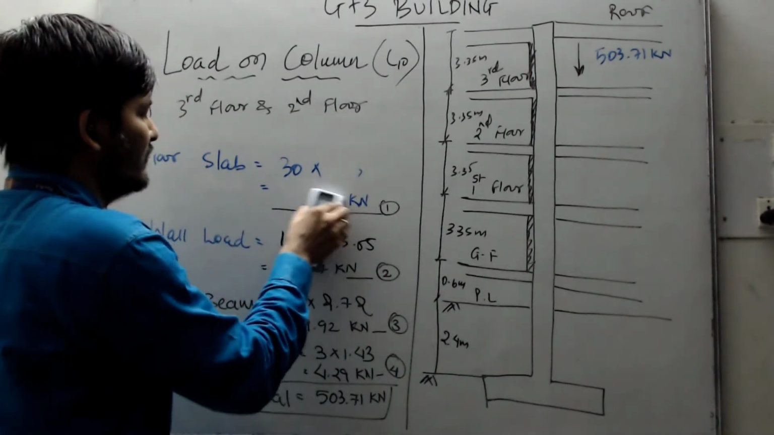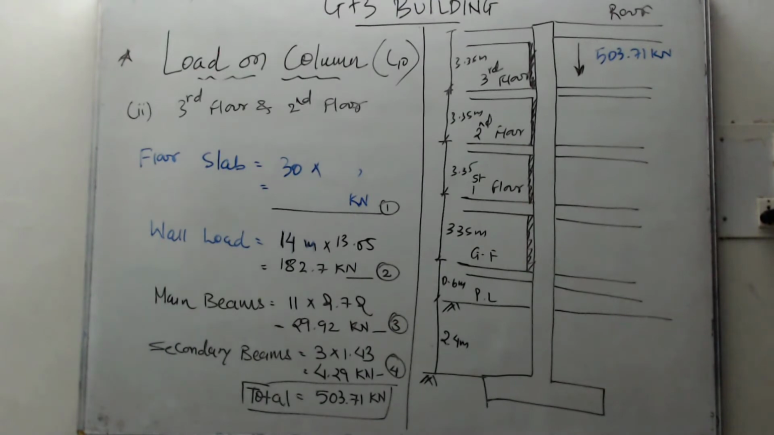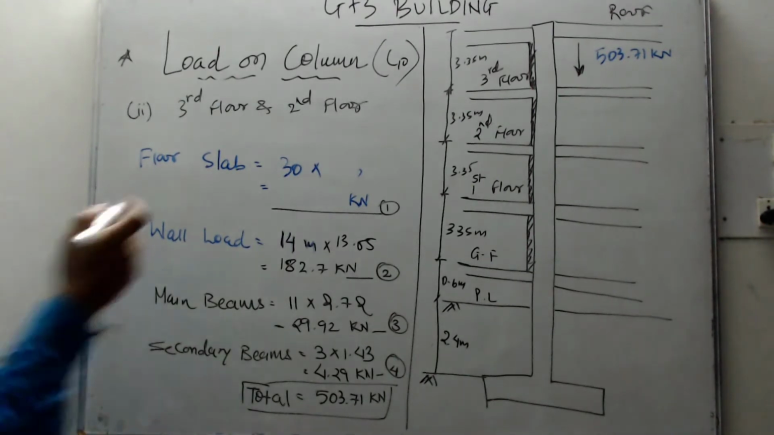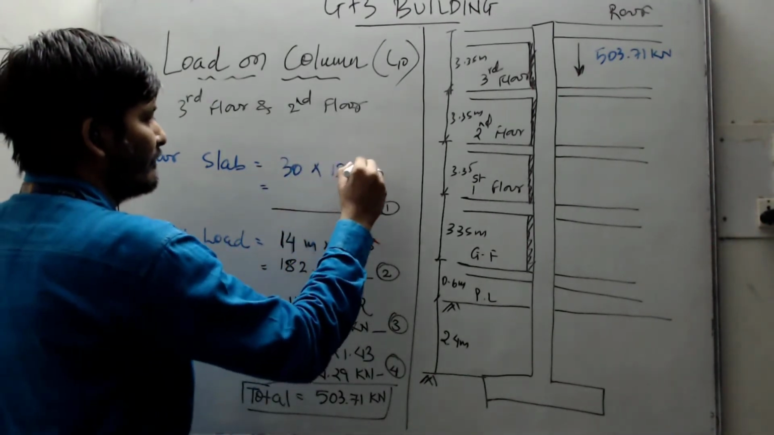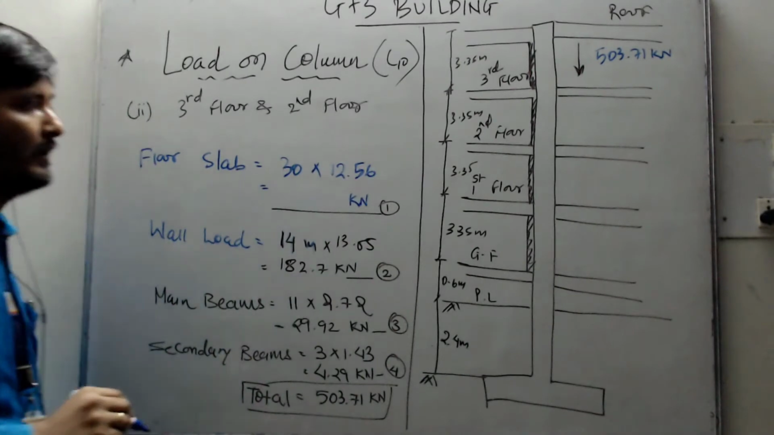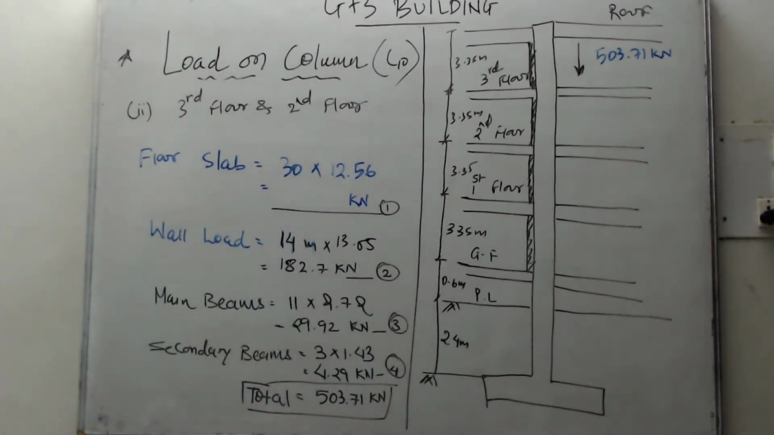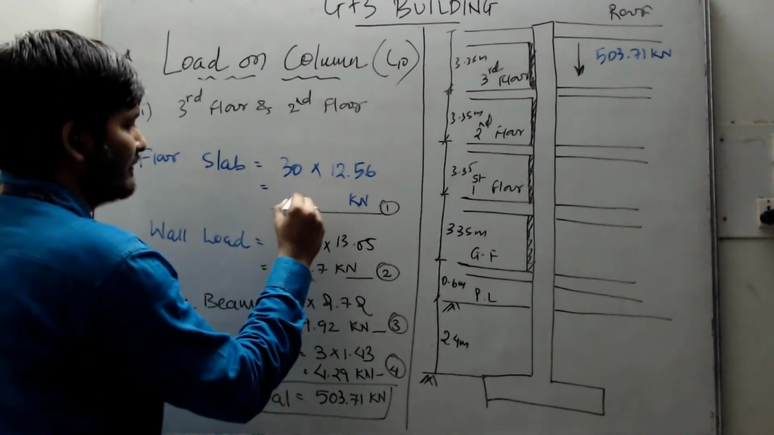So let me change this value for loads. So 30 meter square area is there, and the load on the floor is 12.56. So if you calculate this, you will get your value as 376.8 kilonewton.